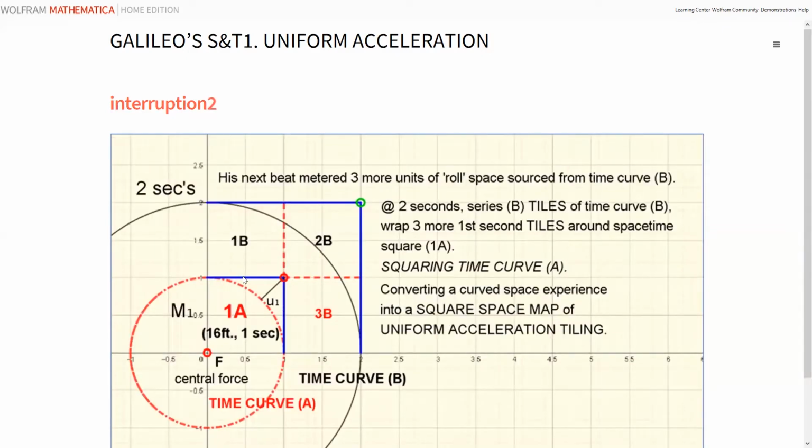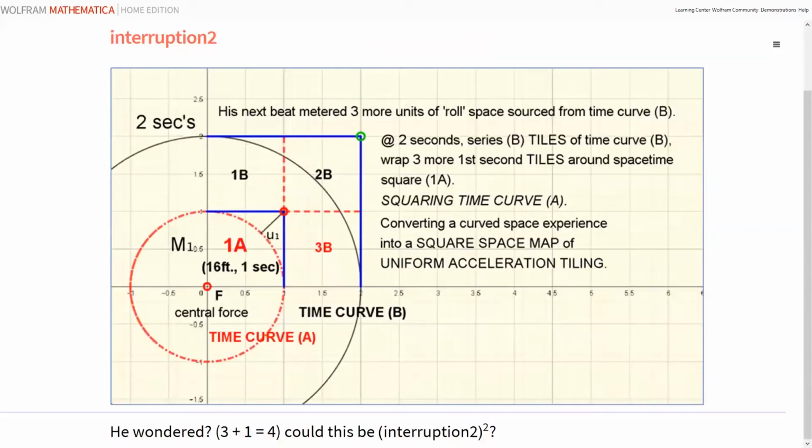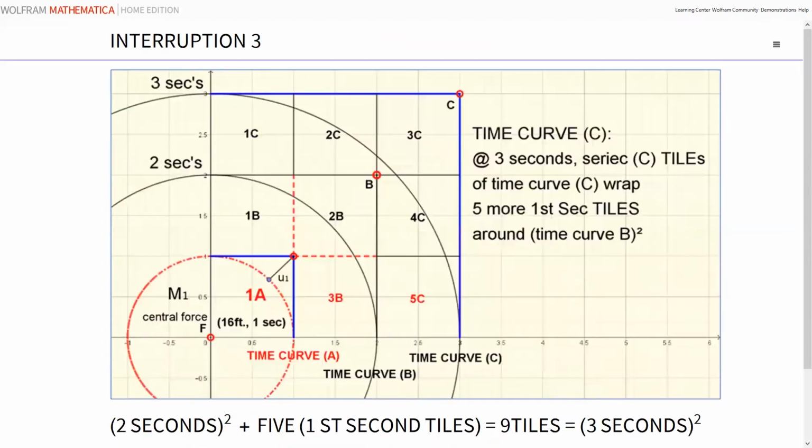Interruption 2, his next beat metered 3 more units of roll space sourced from time curve B. At 2 seconds, series B tiles of time curve B wrap 3 more first second tiles around space-time square 1A, squaring time curve A, converting a curve space experience into a square space map of uniform acceleration tiling. He wondered, 3 plus 1 is 4. Could this be interruption 2 squared?